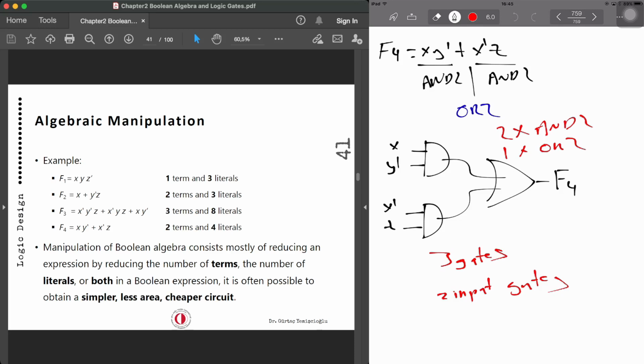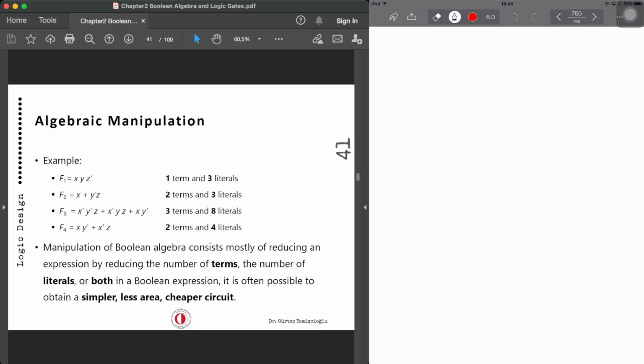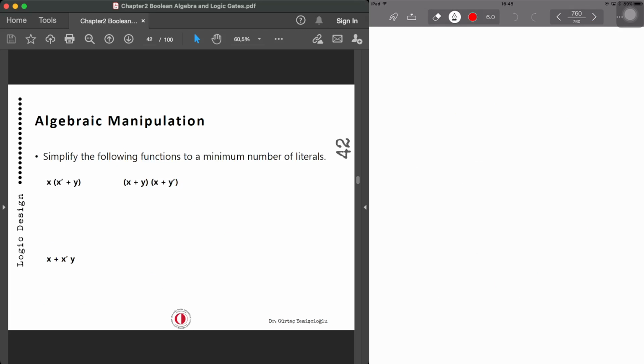Now, by manipulation of these Boolean expressions, we can reduce either the number of literals or maybe the number of terms. So we can have simpler circuits, less area, and cheaper circuits. That's what we are aiming for in the rest of this chapter: to have efficient expressions by using algebraic manipulation. So let's see these examples.